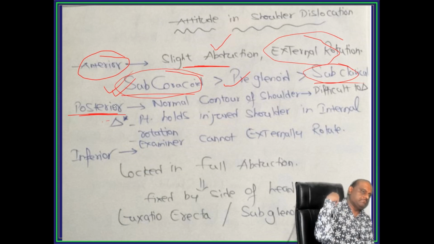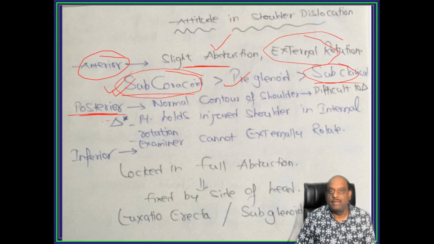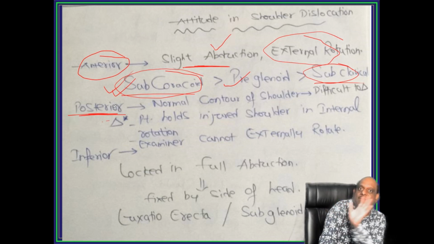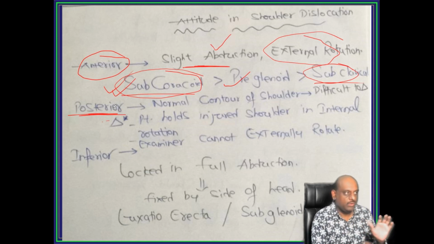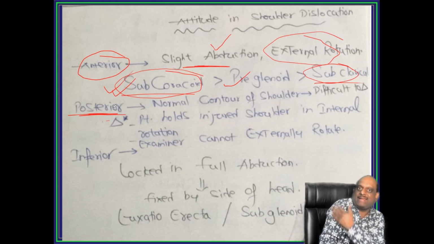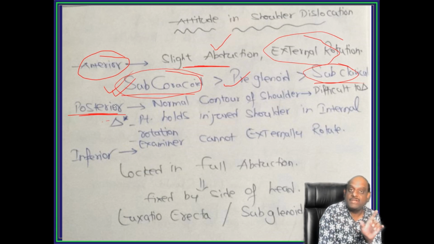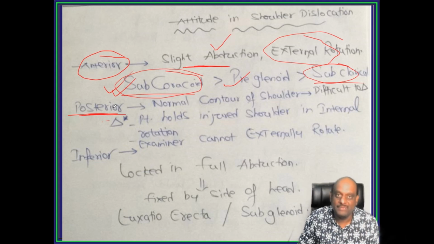If it is a posterior dislocation of the shoulder, it is difficult to diagnose. Why? Because the shoulder's contour is not affected if there is a posterior dislocation. Whereas in anterior dislocation, there is a flattening of the shoulder contour. So when you clinically examine the patient, anterior dislocation is easy to recognize because of the flattening of the lateral contour of the shoulder. Whereas in posterior dislocation the contour is normal. That's the reason it is difficult to diagnose.